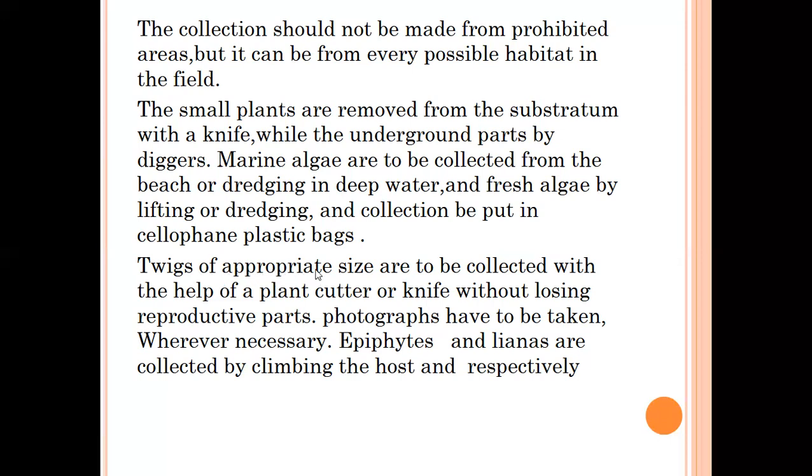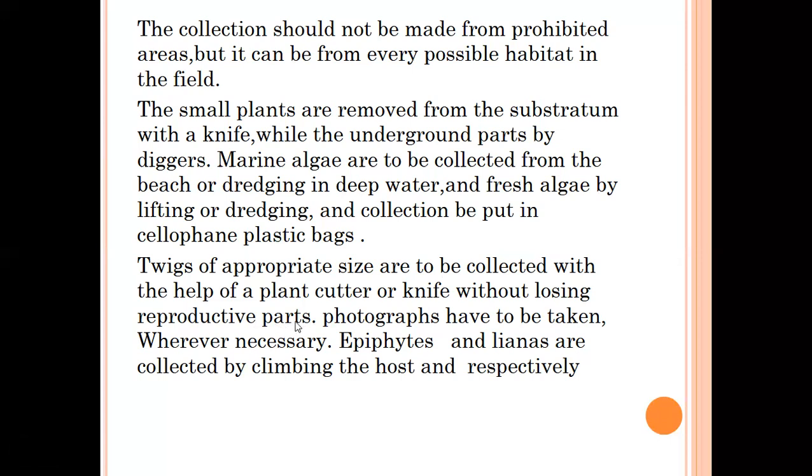Twigs of appropriate size are to be collected. Means, for example, twigs we didn't take as a large length. We take only a small length of plant parts. That small length of plant part, containing the total vegetation of the characters, is to be collected with the help of a plant cutter or knife without losing reproductive parts.